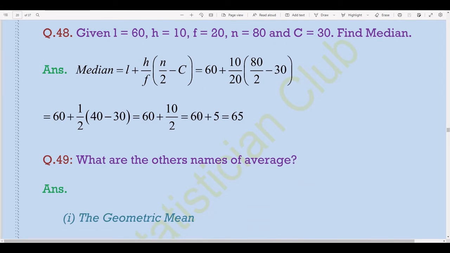Question number 48. L is equal to 60, h is equal to 10, f is 20, n is 80, c is equal to 30. Find median. So the formula of median for grouped data is L plus h over f times n by 2 minus c. L, the lower class boundary, is 60, plus h 10, f 20, n 80, 80 by 2, minus c which is 30. By simplification, you get the answer 65.